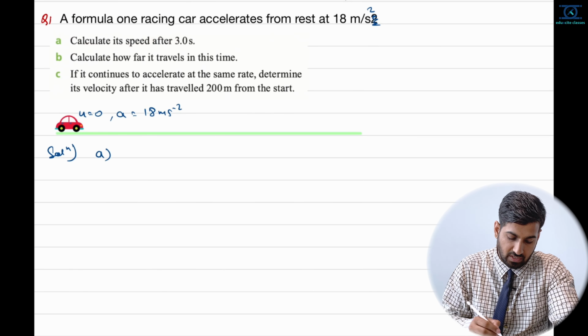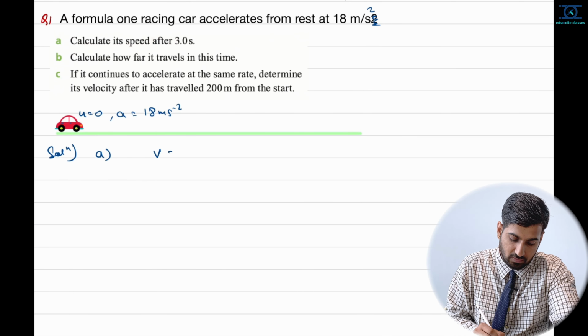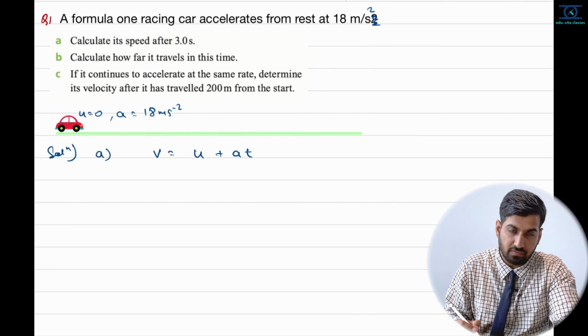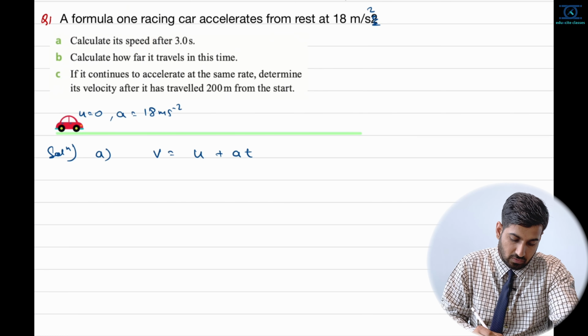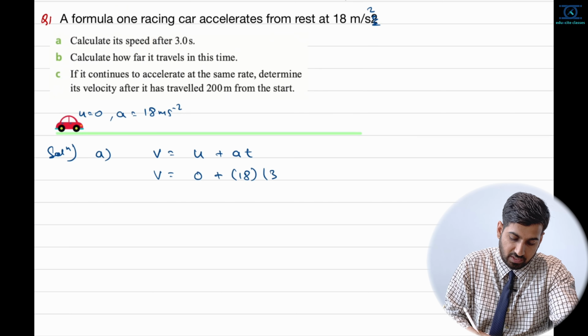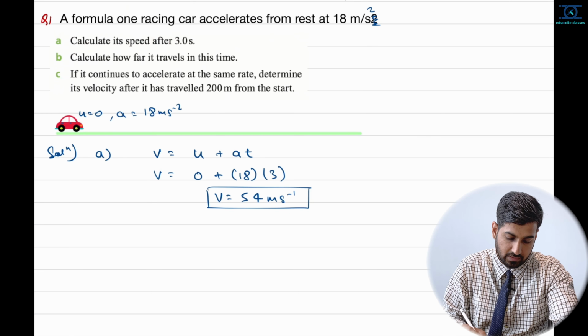So the time is 3 seconds, so we will use v equals u plus at, the first equation, right? The velocity or the speed we have to find out, initial velocity is 0, acceleration is 18, time is 3. So velocity is nothing but 54 meter per second. I hope it is quite clear.